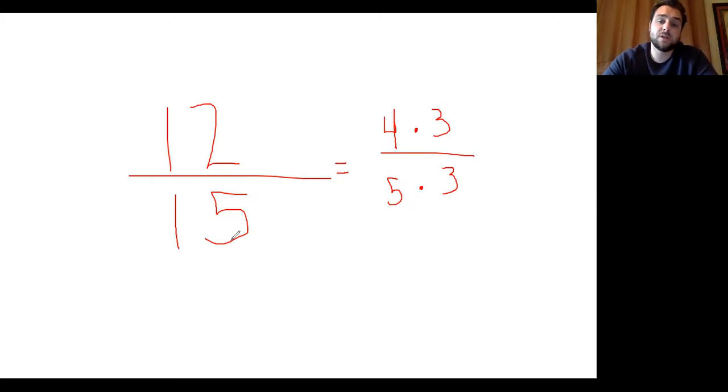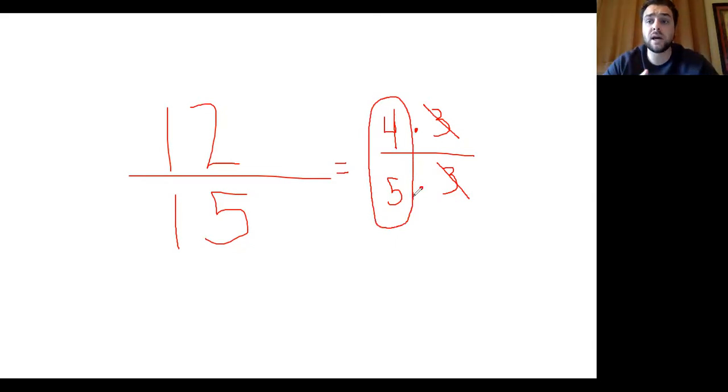Now what we do is we cancel. Just like we were canceling zeros, or creating zero pairs, you're doing the same thing here. You're going to want to cancel the 3's, because both of these would cancel. And what you're left with is the simplest form that this fraction could be in, which is 4/5.